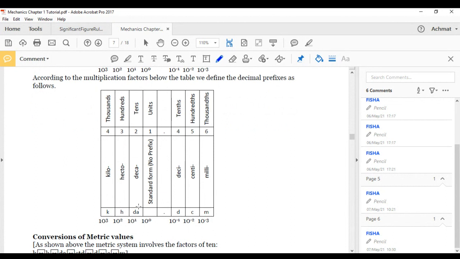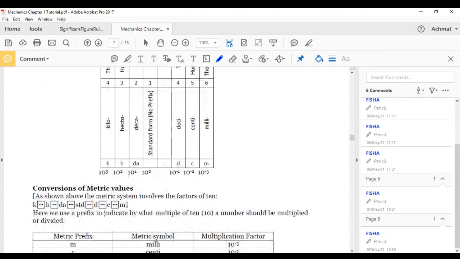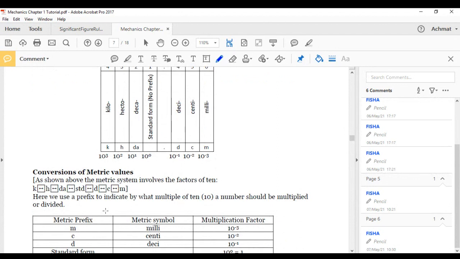Right? Deca means 10 times, 100 times means hecto, and 1,000 times means kilo. Right? So you have a standard form. If you have, for example, grams and you have kilos, it will be kilograms. If you have meters and you have centi, then it will be centimeters. Right? And then these are what we call the multiplication factors. Right? These are the multiplication factors.